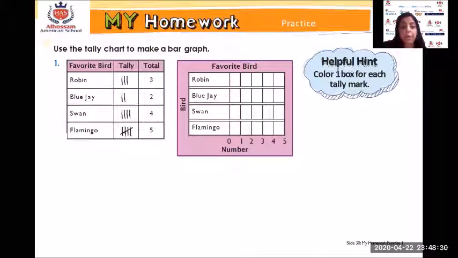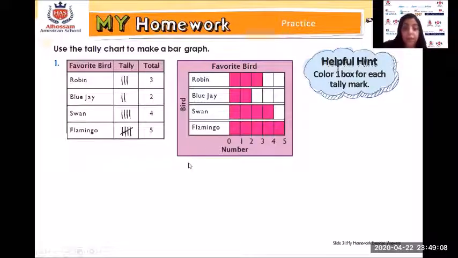Use the tally chart to make a bar graph. And this is a horizontal bar graph. This is a tally chart, 3 tallies, 2 tallies, 4 tallies, and here 5 tallies. All right. Color 1 box for each tally mark. So Robin, 3 votes. So here I have to color 3 boxes, right? Blue Jay, 2. So here I have to color 2. Swan, 4. I have to color 4, and so on. It's gonna be like that. And flamingo. Very easy.